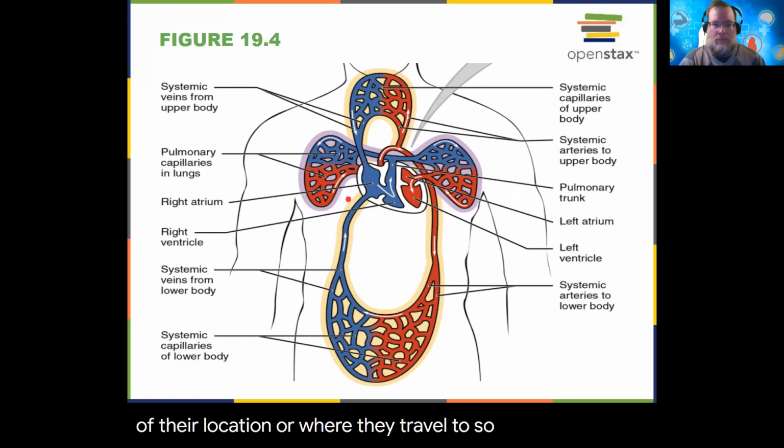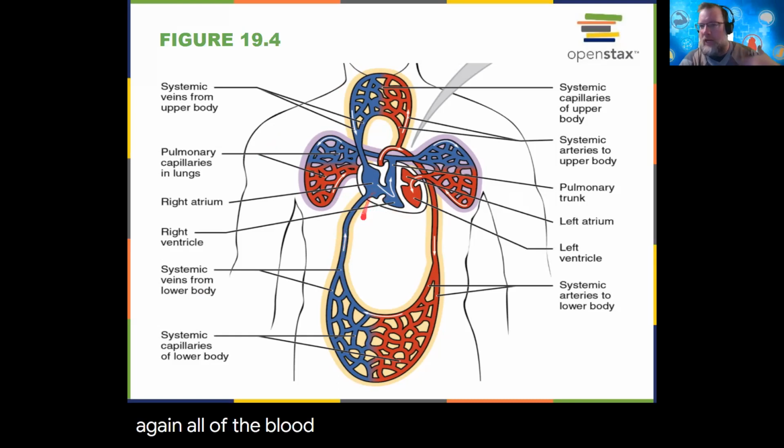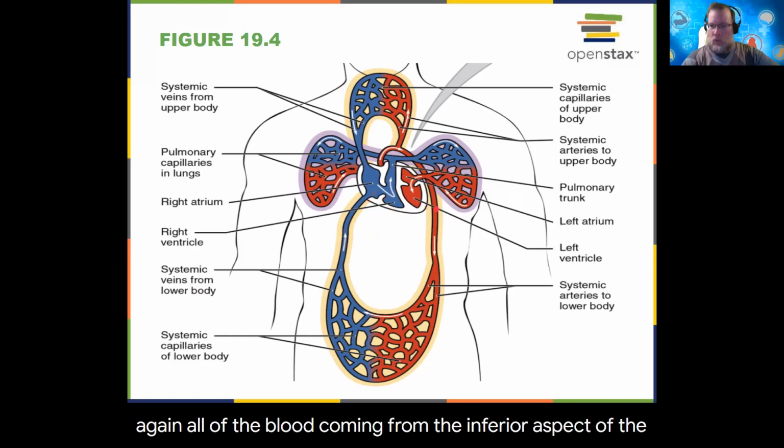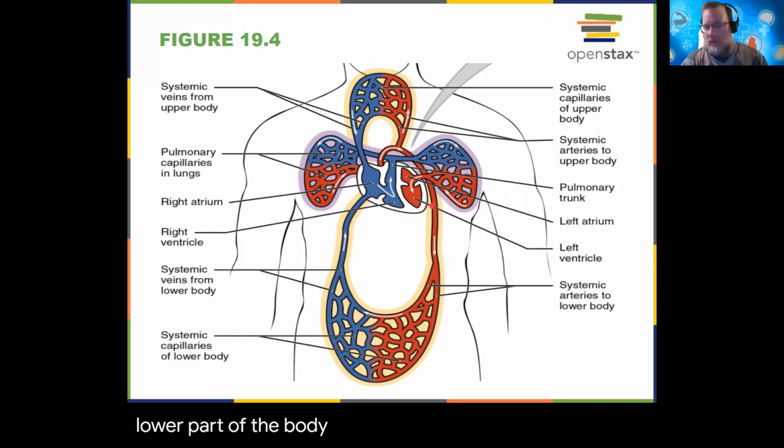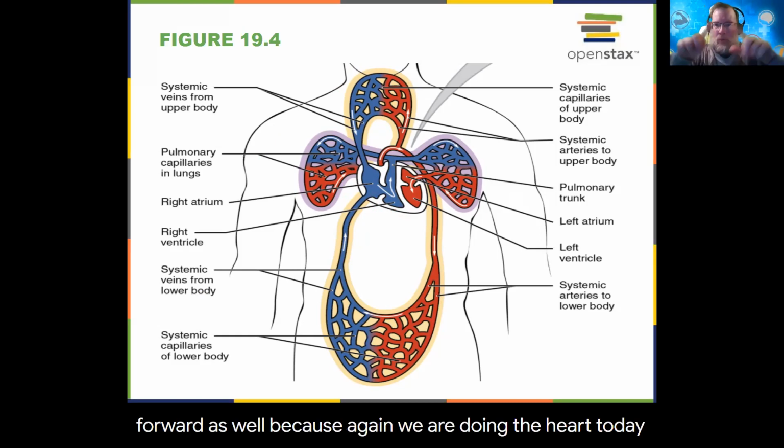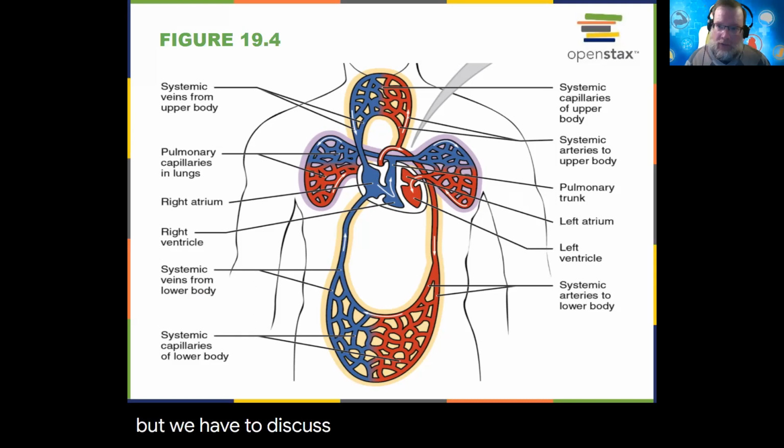Then again, for all of the blood coming from the inferior aspect, or the lower part of the body, those blood vessels are all going to be named for where they're coming from or where they're going to. We'll keep that in mind moving forward as well, because we are doing the heart today, but we have to discuss some of the vascular aspects as well, some of the blood vessels.